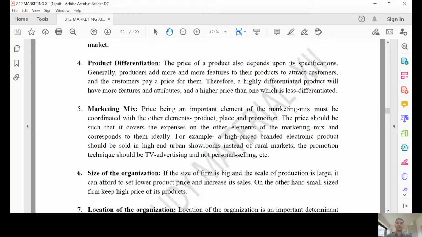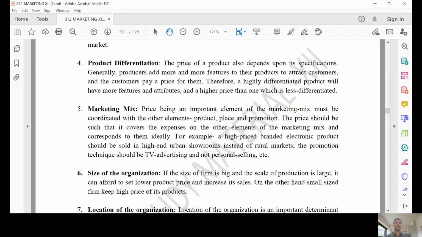Marketing mix. So as we discussed earlier, other marketing mix variables also influence the price. Product influences the price, promotion is influencing the price, place is also influencing the price. So if your product is of a lower quality, you have to reduce the price. If your product has nothing unique, you cannot sell it at a higher price. If your product is a branded product, you can increase the price.